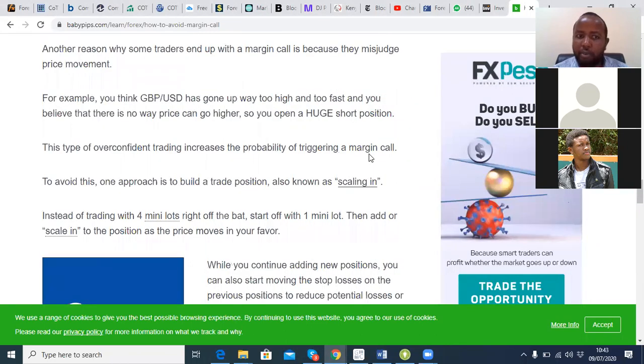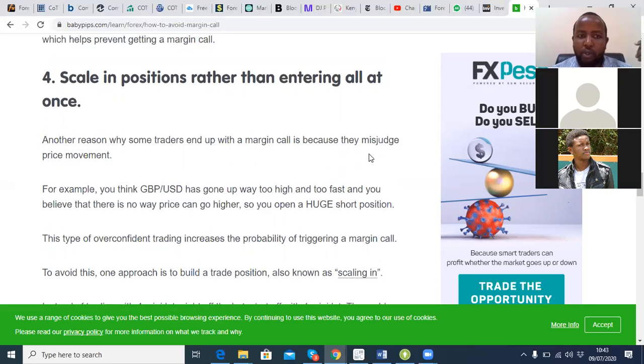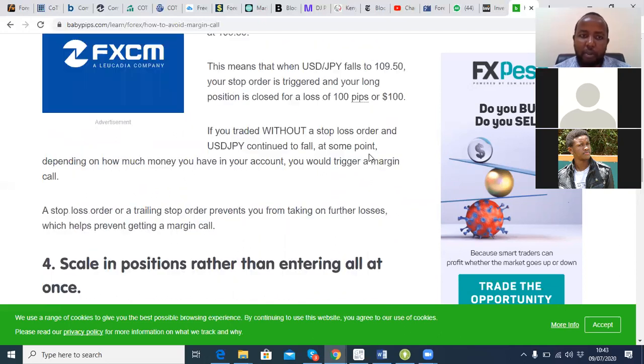You can also scale in positions rather than entering all at once. Let me give you a good example. Say I have $1,000 and I get a position of EURUSD. Instead of entering with 0.1, why don't you reduce it to 0.01? Then start scaling in. If the trend keeps going in your direction, you can keep adding to your position, 0.01, 0.01, 0.02. Basically, you're compounding, or you're making more. So that is what scaling in and scaling out is all about.